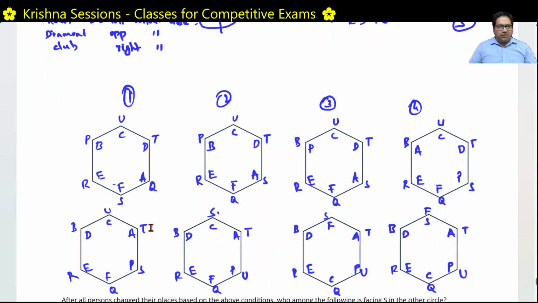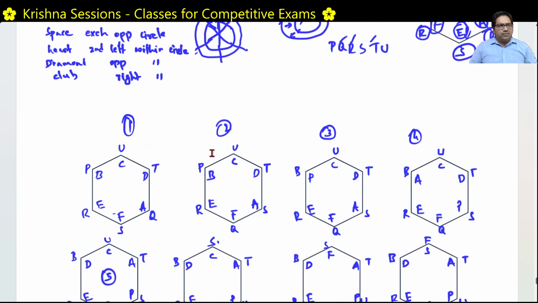Rest all, you see, outside U, T, S, Q, R, B will all remain the same. D and A will exchange. Then P, F, E will remain the same. This is after the fifth operation. Then what is the sixth operation?